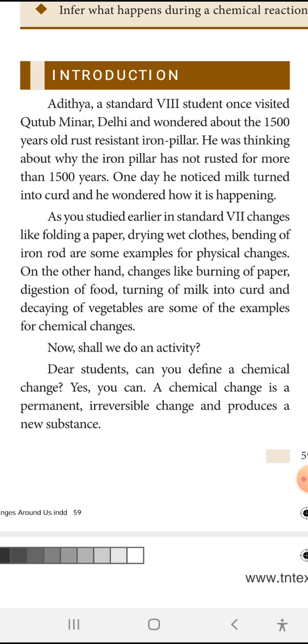As you studied earlier in the 7th standard, paper folding, drying a wet cloth, and bending of an iron rod are some examples of physical changes. On the other hand, burning paper, digestion of food, turning milk into curd, and decaying of vegetables are some examples of chemical changes. Dear students, can you define a chemical change? Yes, you can. A chemical change is a permanent, irreversible change and produces a new substance.